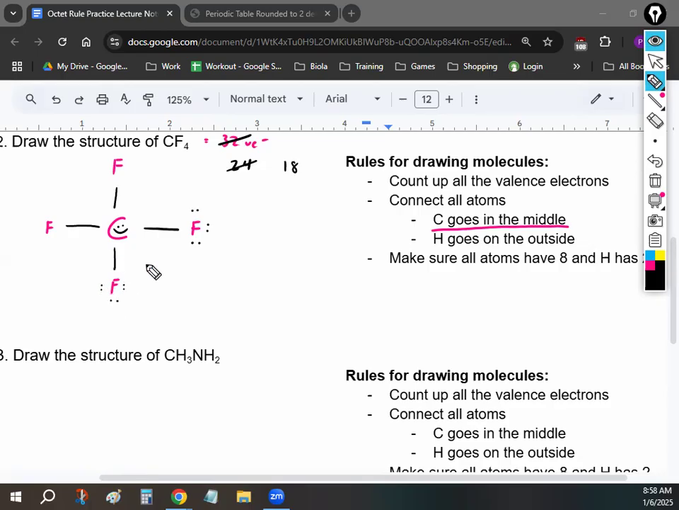We give this guy 6. That's going to get me down to 12. We give this guy 6. That gets me down to 6. And then the remainder I give to fluorine. And so that's how you finish up drawing that structure. Okay, so kind of a harder one, but again, just keep following the rules. Put carbon in the middle, and just make sure everybody got 8.